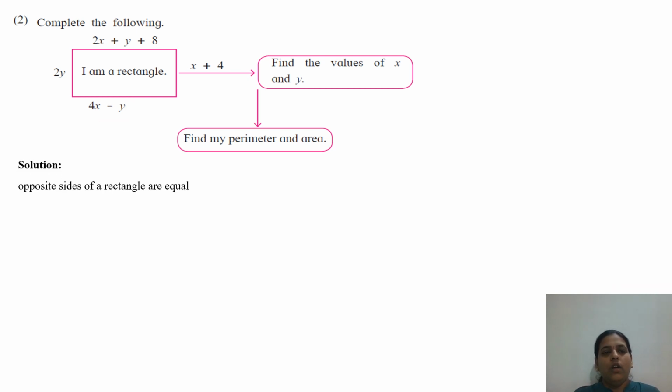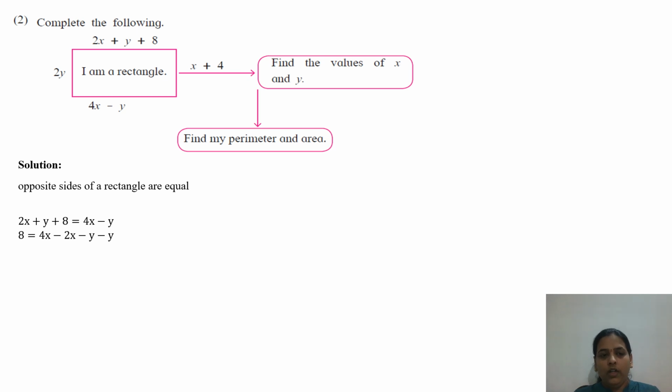Solution. You must know opposite sides of a rectangle are equal. Therefore 2x plus y plus 8 is equal to 4x minus y. Clear? And then what happens here? Take constant and variable terms separately. So therefore 8 is equal to 4x minus 2x minus y minus y. Why? Because we change the sides of 2x and y, so they take the minus sign. Okay. Clear?